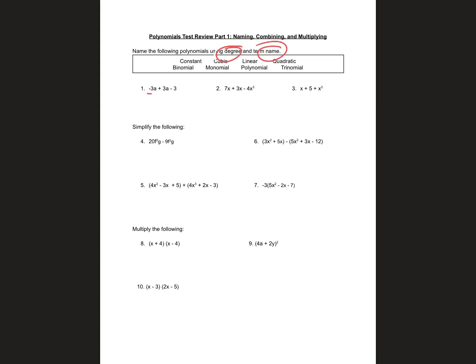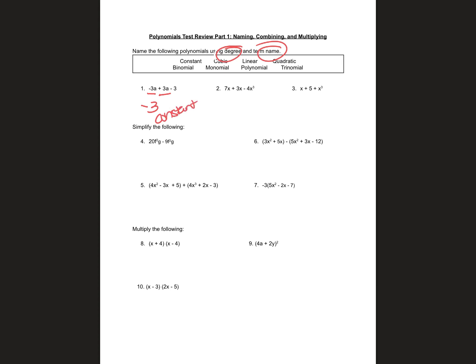So yes, right here we have the negative 3a, positive 3a. Hopefully you know they canceled out, which left us with negative 3. Okay? Negative 3, no exponent, is nothing more than a constant.